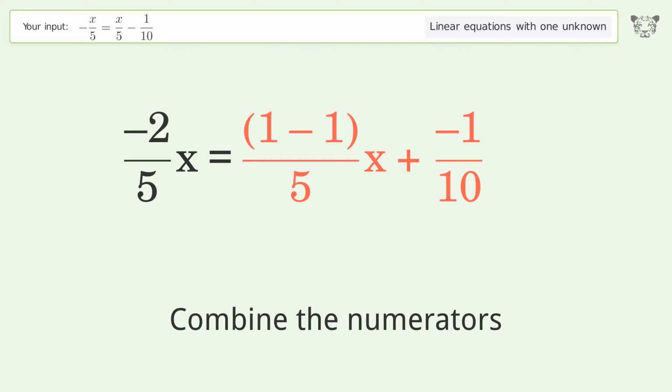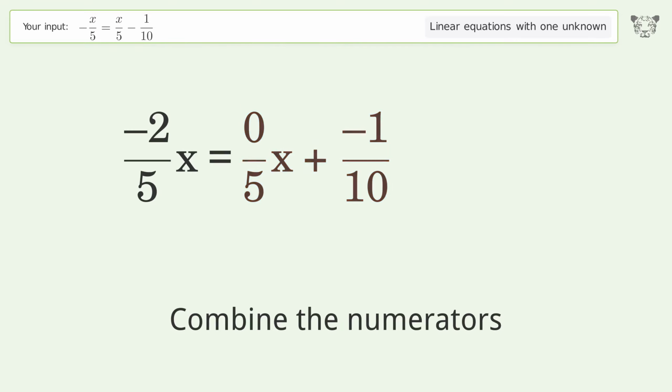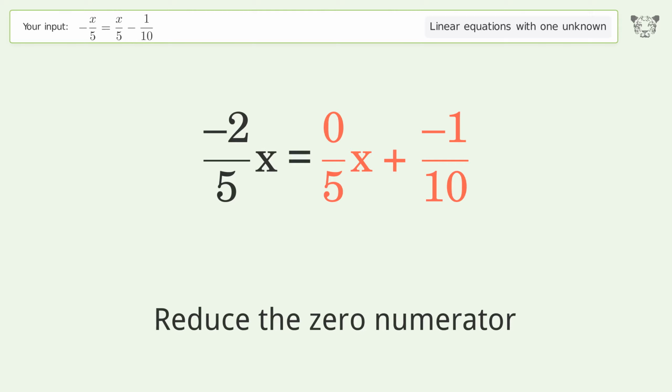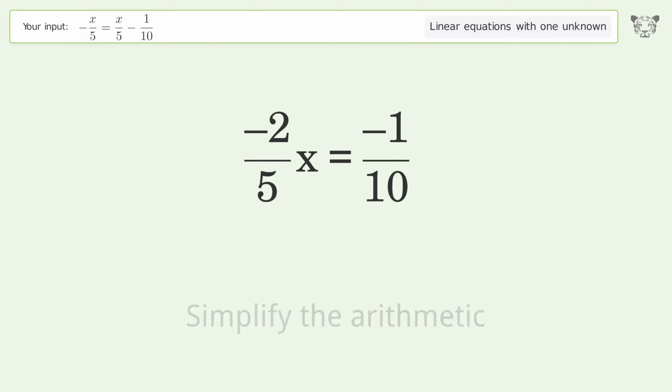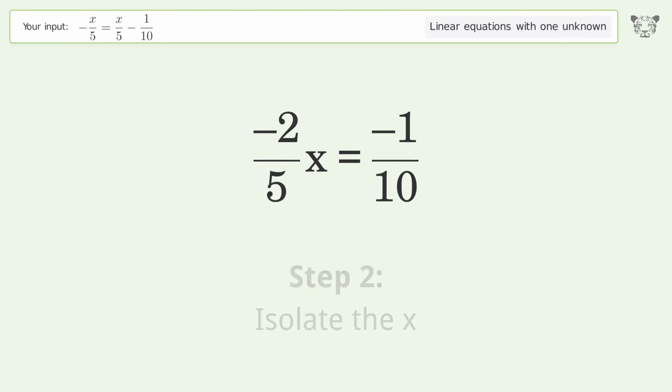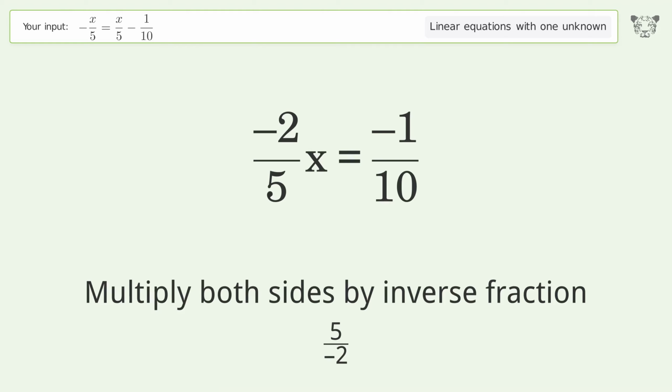Combine the numerators. Reduce the zero numerator. Simplify the arithmetic. Isolate the x. Multiply both sides by inverse fraction 5 over -2.